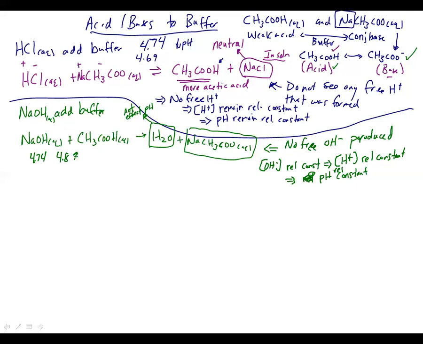It's not going to jump from like 4.7 to a pH of 10 or 12 or anything like that. It'll be a gradual increase in pH, but not a tremendous jump. And that is because we did not produce any of that free OH minus, and that essentially will keep our H plus concentration relatively constant, and it should keep the pH relatively constant as well. Any questions on that?